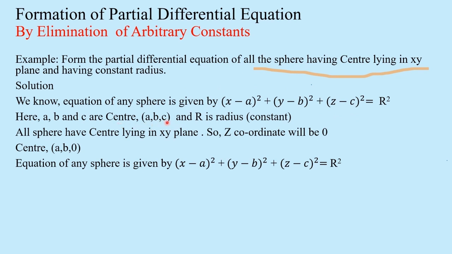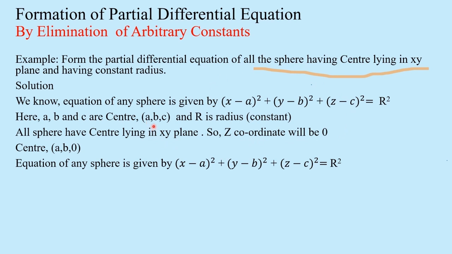So a, b, c we can write like this. And r is the radius and it is given as constant. All the spheres have centers lying in the xy plane. So everything is lying in the xy plane, so nothing is there in z. So the z coordinate will be 0.